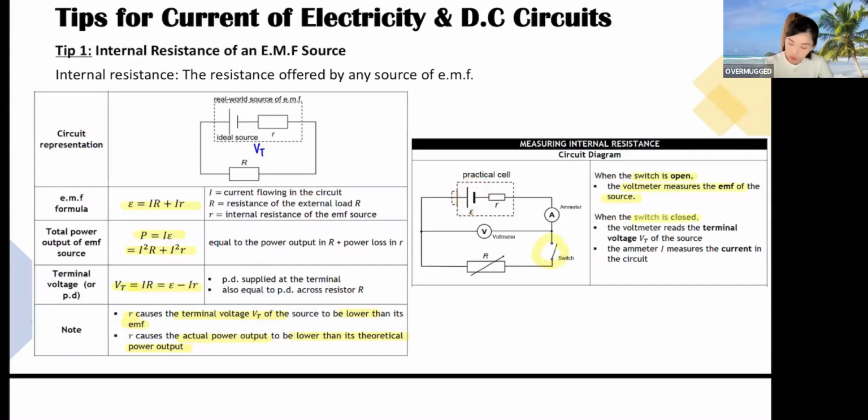But now when the switch is closed, current can start to flow in the circuit. And when that happens, your voltmeter will actually read the terminal voltage of the source. Understand? And your ammeter measures the current in the circuit. Okay?